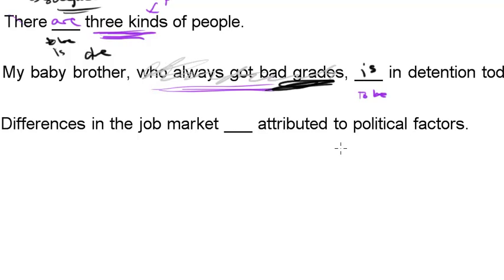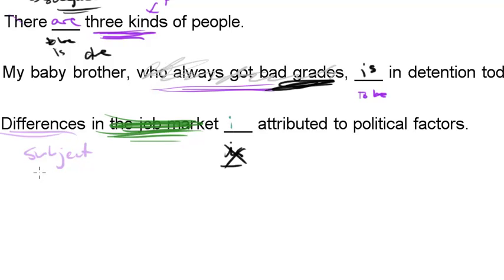And the last one we're going to discuss is this one. Differences in the job market blank attributed to political factors. Now if you saw this on an SAT, you'll probably see the word is here underlined. Is right? No. Again, we have a prepositional phrase, in the job market. So that is not our subject. Our subject is actually differences, right? And that means that the verb that goes with this must also be plural, so it's are. So differences are attributed to political factors. Differences in the job market are attributed to political factors.